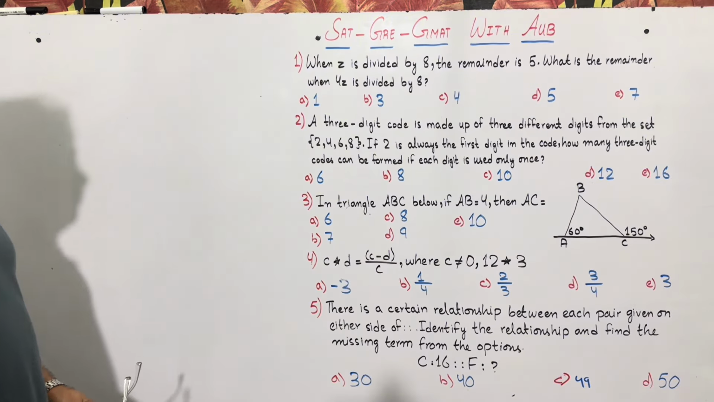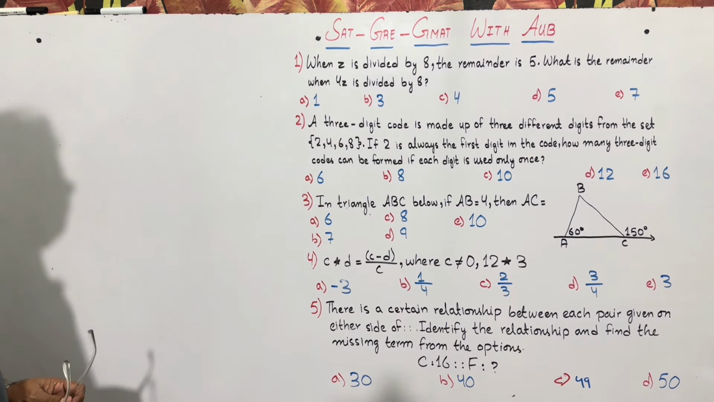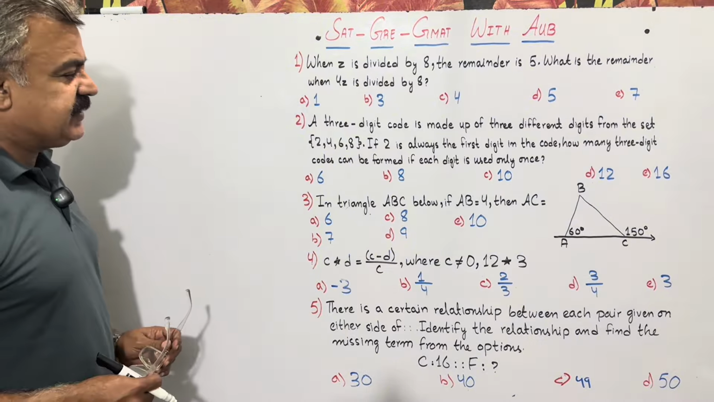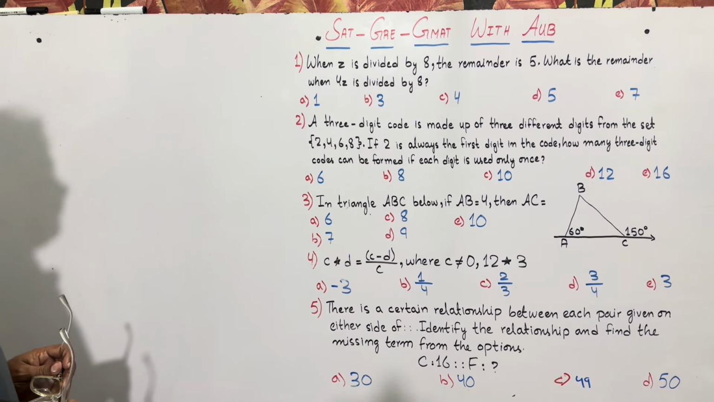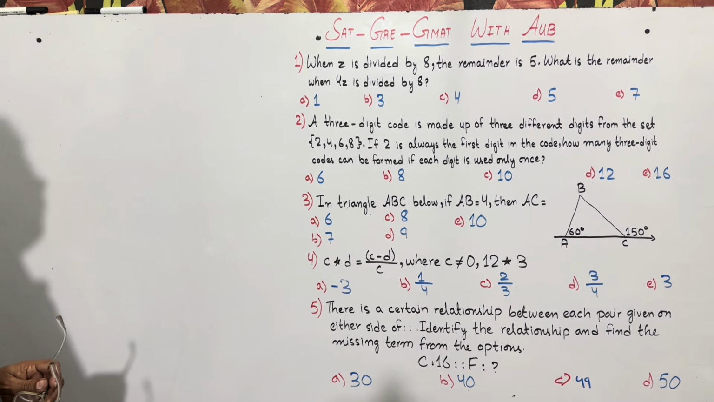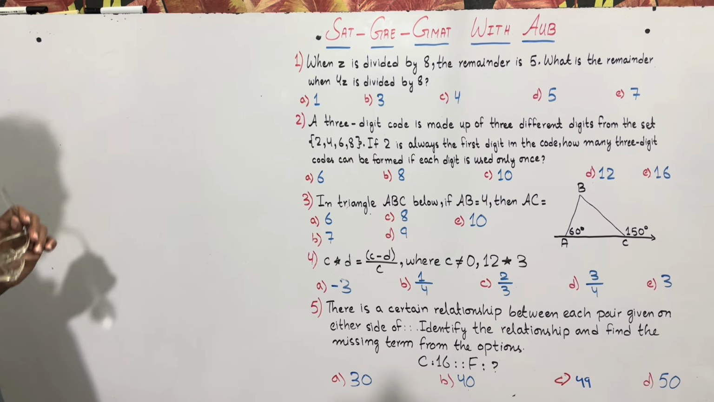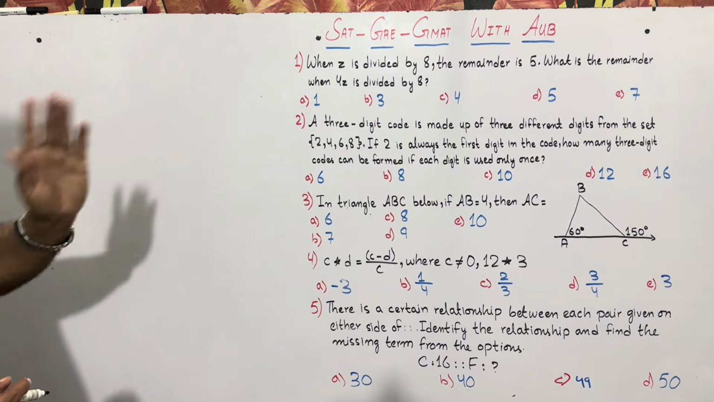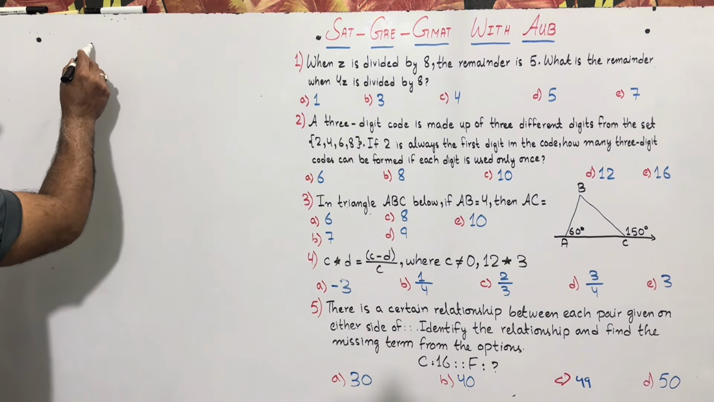A 3-digit code is made up of 3 different digits from the set of positive even integers 2, 4, 6 and 8. If 2 is always the first digit in the code, how many different codes can be formed if each digit is used once and only once? Repetition is not allowed.